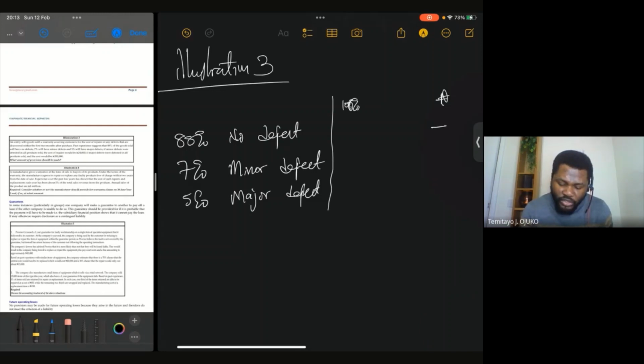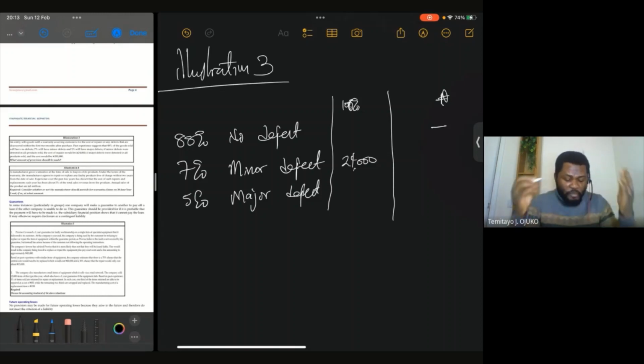100% of goods, yeah, 100% will cost 24,000. That's what the question has said. That if minor defects were detected in all products, which means 100%, they are going to incur a cost of 24,000. But based on our past experience, we know that it's just 7%.